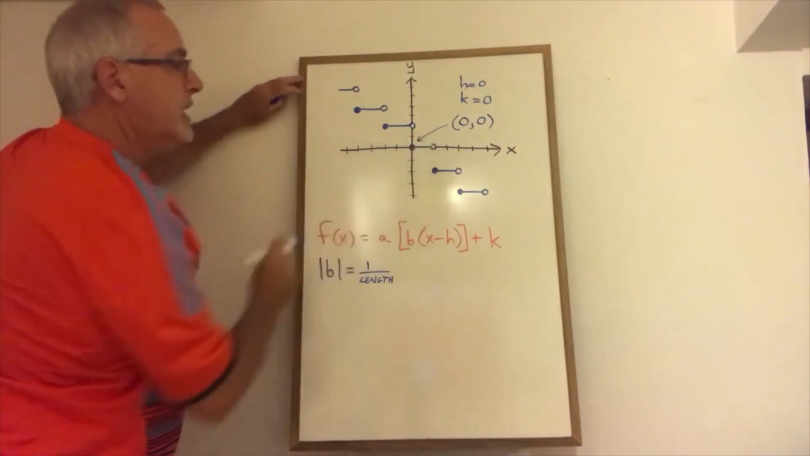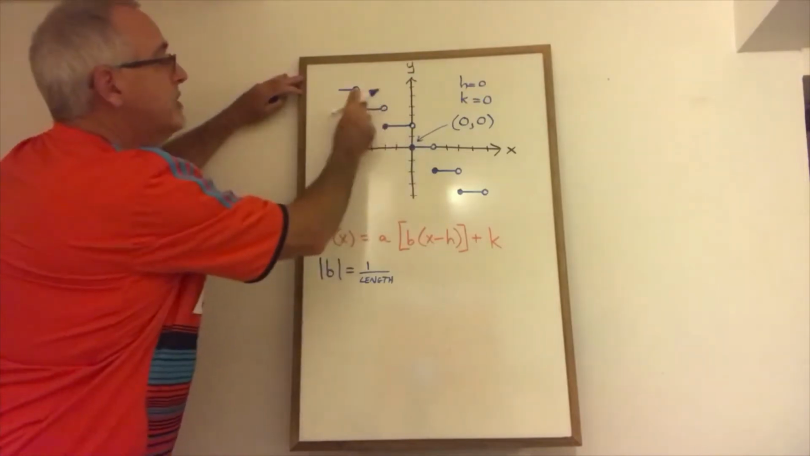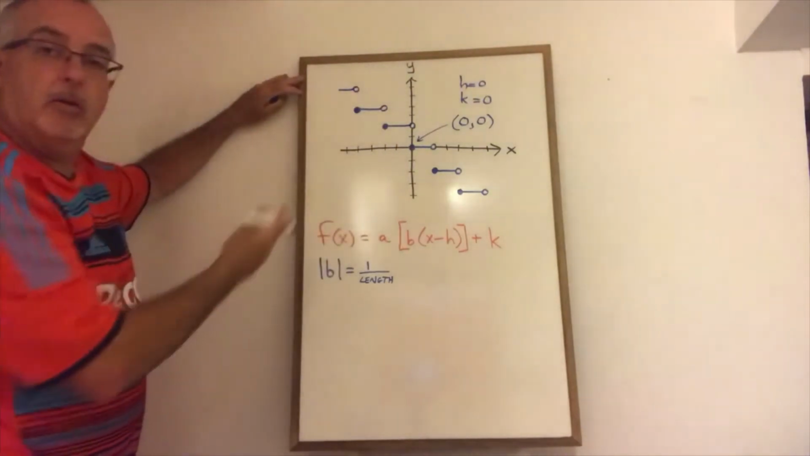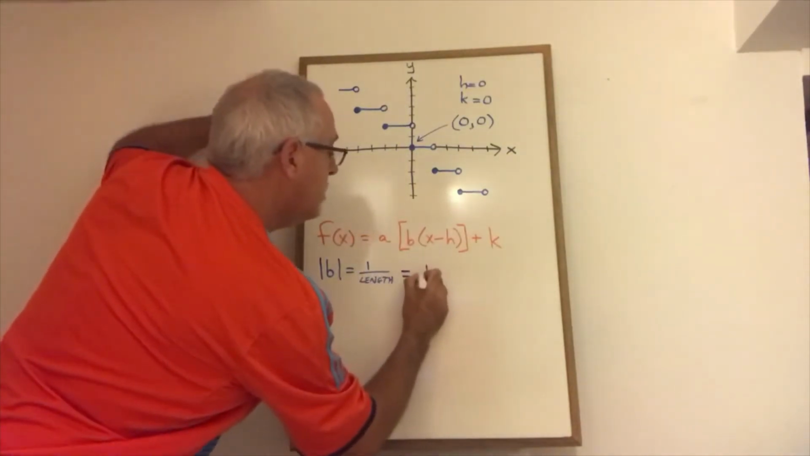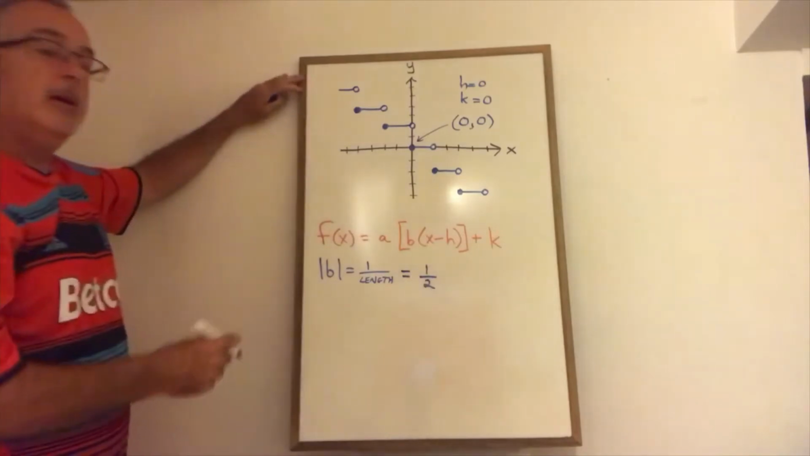The length of these steps is 2 units. Each of the steps on the graph is 2 units in length according to this scale. So therefore, b is equal to 1/2, positive 1/2.